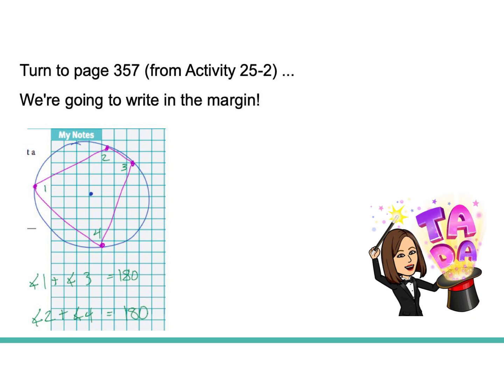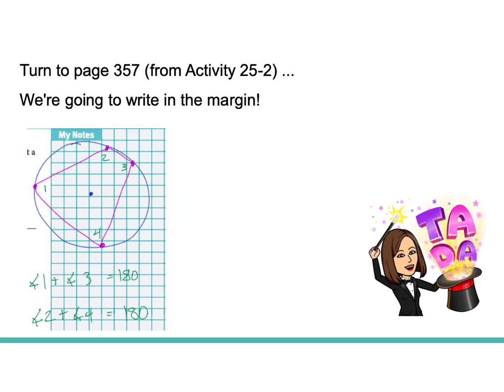When drawing this picture, something that we're going to realize and see is that the angles that are opposite from each other will actually be supplementary. So, in the way that I drew this picture, if I add angle 1 and angle 3, those measures will equal 180 degrees. And if I add angle 2 and angle 4, that will also equal 180 degrees.